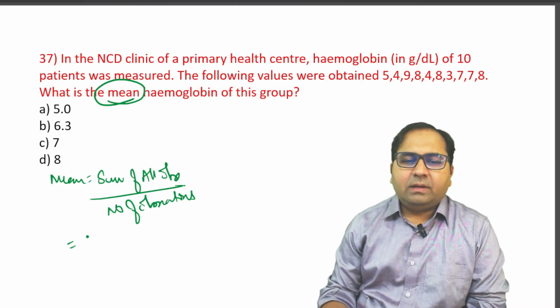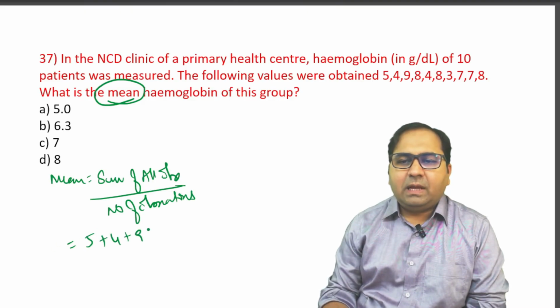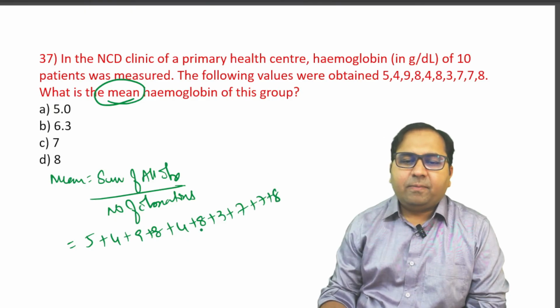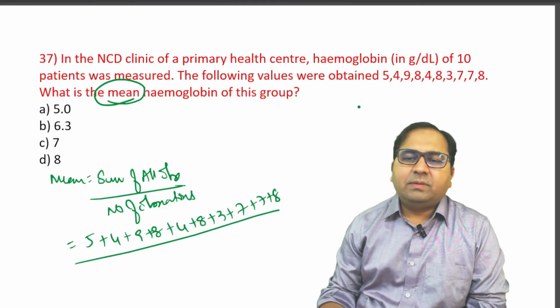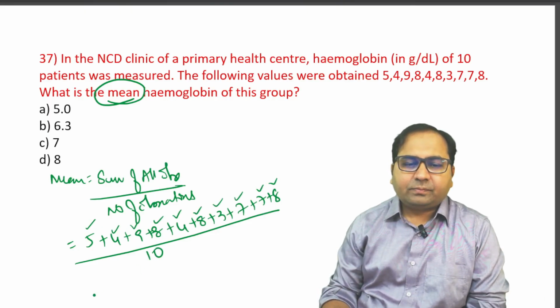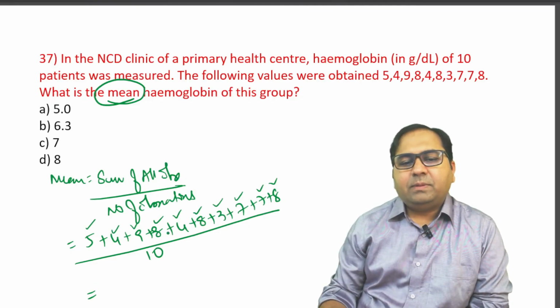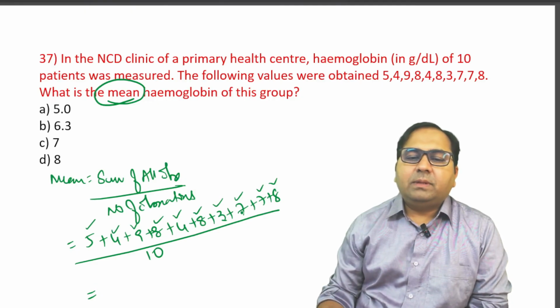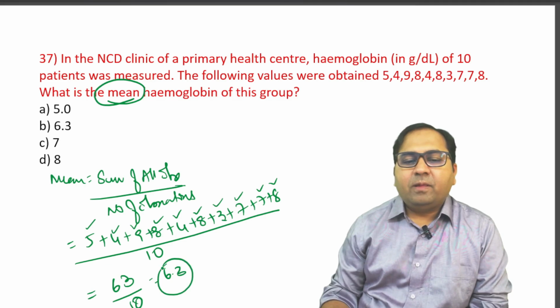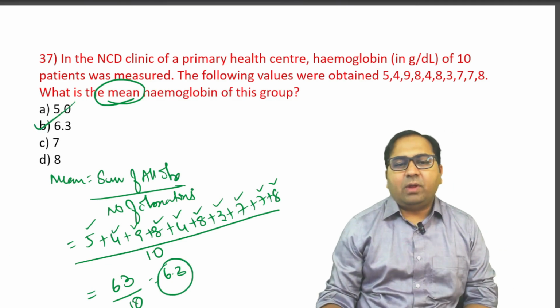So chalo, let us calculate. 5 plus 4 plus 9 plus 8 plus 4 plus 8 plus 3 plus 7 plus 7 plus 8. And how many observations are there? 1, 2, 3, 4, 5, 6, 7, 8, 9, 10. 10 observations are there. If you total 5 plus 4 plus 9 plus 8 plus 4 plus 8 plus 3 plus 7 plus 7 plus 8, this is equal to 63. 63 by 10, it is 6.3. Okay. So this is the answer for this question. This is how you have to calculate the mean.